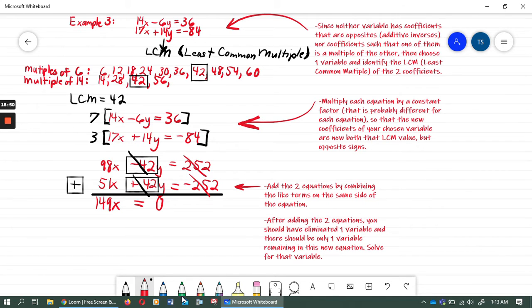We need to go ahead and make sure that we solve for that variable. And again, guys, notice that now that we have added those two equations together, we've eliminated one variable and there's only one variable remaining. So guys, let's go ahead and solve for this variable. And we're going to do that by really the only step that we can take. Divide by 149 on both sides. Oh snap, y'all.